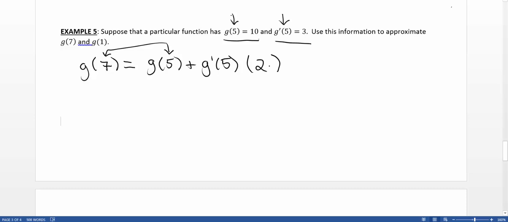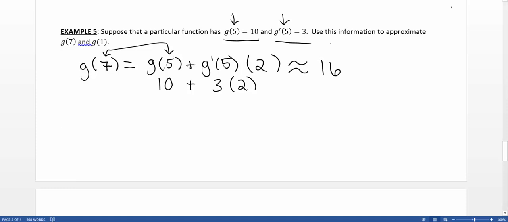So now that I have things plugged into the formula, I want to plug in my values. So the value at 5 is 10, and the rate at which my function is changing at that point is 3, and I'm moving 2 units away. Now here, I want to remind you that we need to multiply the 3 and the 2 before we add that to the 10. Multiplication needs to happen before the addition. So we have 3 times 2, which is 6, plus 10, and that's going to give us an approximation of 16.